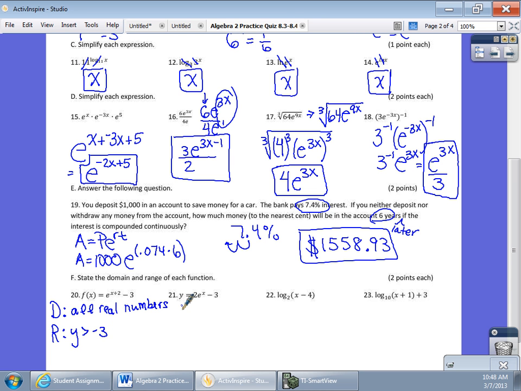For number 21, again, an exponential function, domain is all real numbers. The range, once again, we're subtracting 3 here. I wish I had chosen a different number. Should have made that a plus. Let's make that a plus right here, just to make it a little bit different. And since we're adding 3 on the outside, y is going to be greater than positive 3.